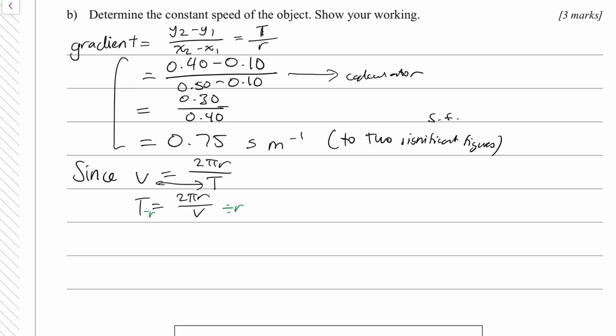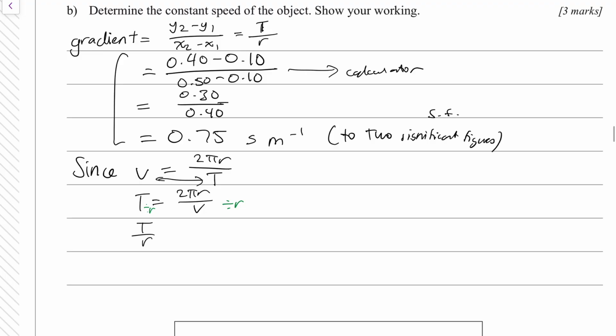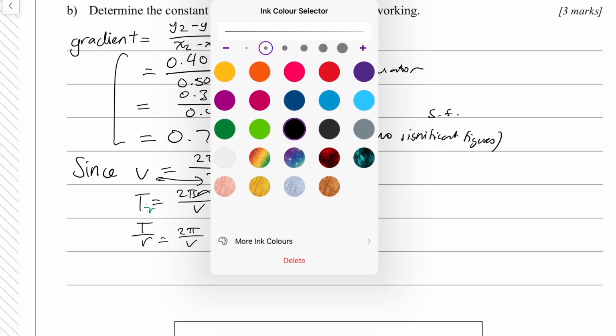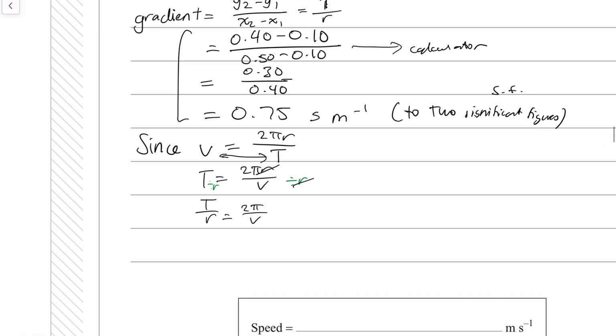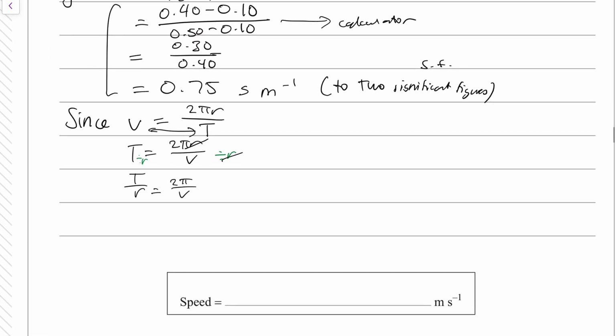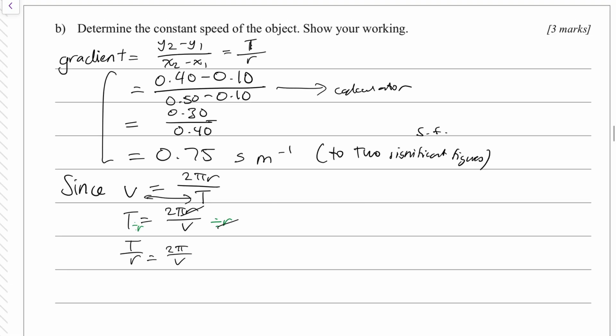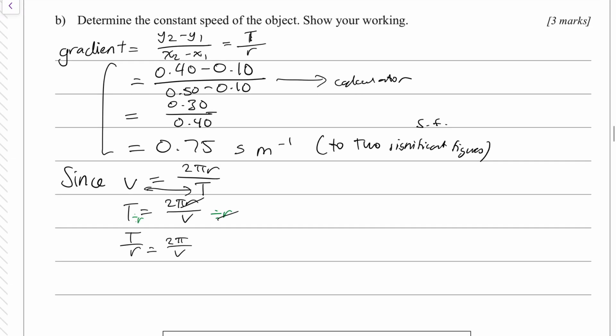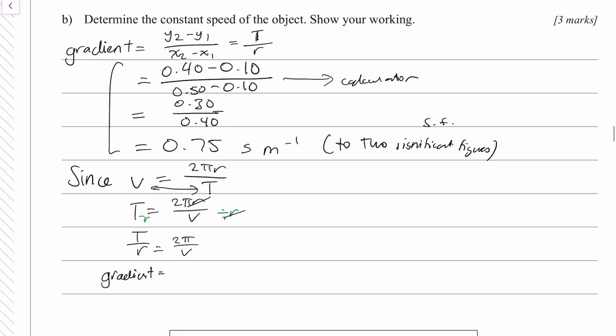Okay, so I'll just do T over r equals 2 pi on V, because I'm canceling out the r's on the right hand side. And so what happens now is that I have two equivalent expressions, like simultaneous equations. My T over r is my gradient, but now I have a different formula for my gradient. It's going to be 2 pi on V.